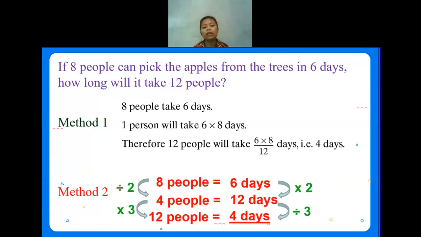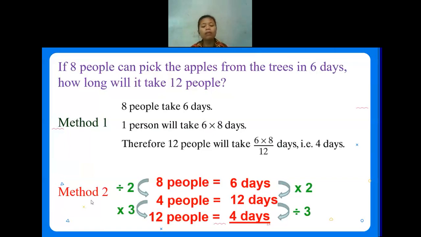The first method: from the very first sentence, you can multiply the numbers. So 8 and 6, we can multiply them. We will get 48. And then to find the answer, you can just do 48 divided by 12, which is equal to 4.